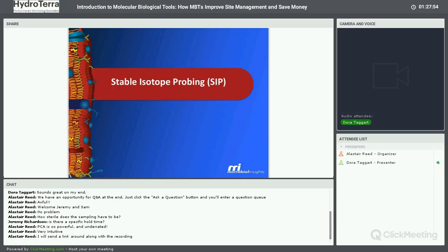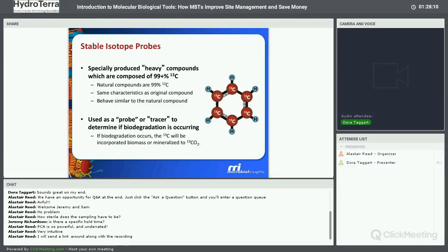So now the next technique that I'm going to talk about is a technique that we can use to also prove biodegradation. But the delta values we're looking at for this technique are going to be very different, and I'm going to go through that and explain that to you. This is a tool called stable isotope probing.